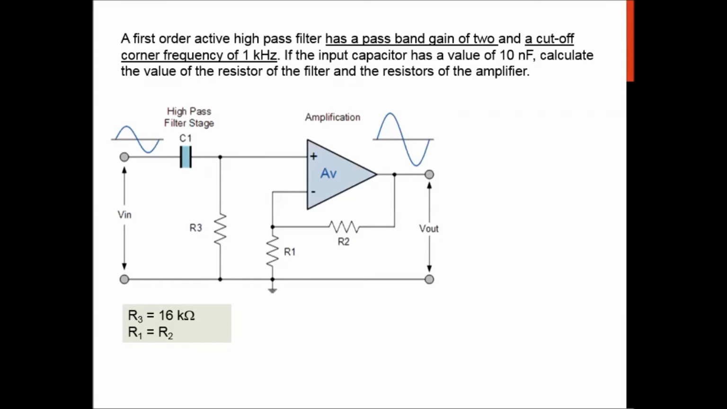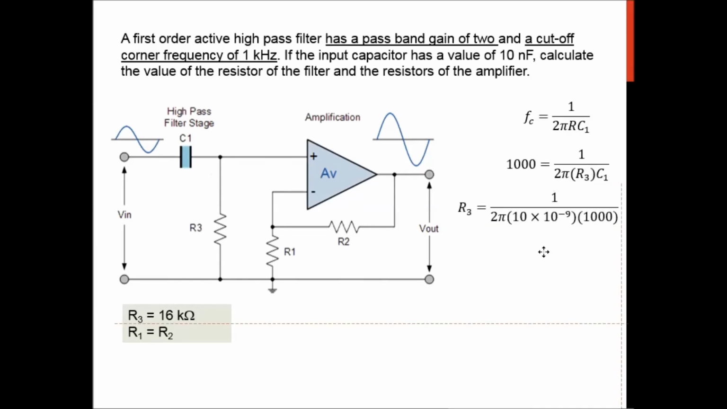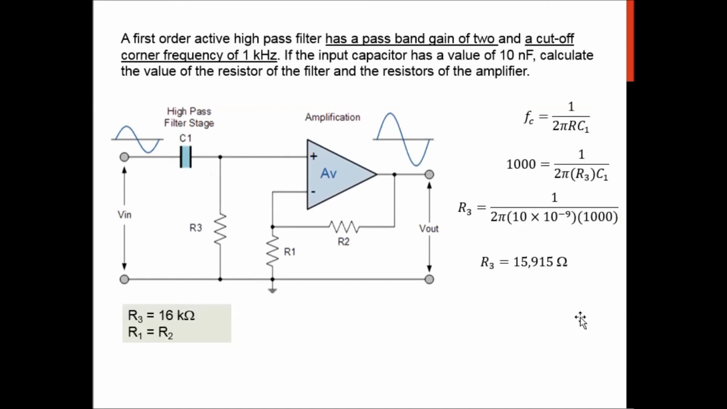So in this question, you are asked to find what is the resistor R3 given C1 as 10 nanofarad. So again, we use the cut-off frequency formula. Okay, so you can see here 2 pi R3 C1, and the cut-off frequency is 1 kHz, which is 1000 Hz. So we bring R3 as the subject, and you have this equation, and finally R3 is equivalent to 15,915 ohm, or it is equivalent to 16 kilo ohm.